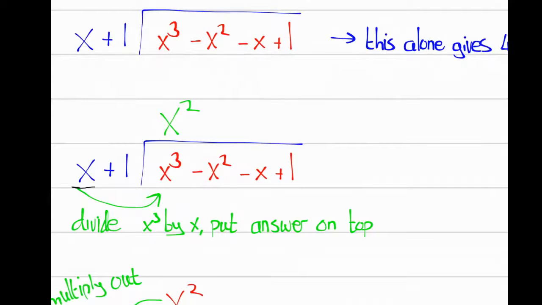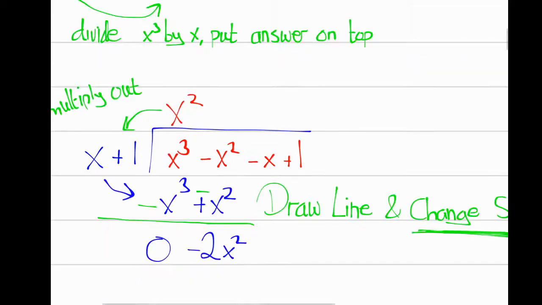We only ever divide by what we have here. So we look at the first term inside. We're going to divide this x cubed by x. The result will go up on top. That leaves us with x squared. What we then do is multiply this x squared back down by both of these terms. When we do that, that result comes down here below.